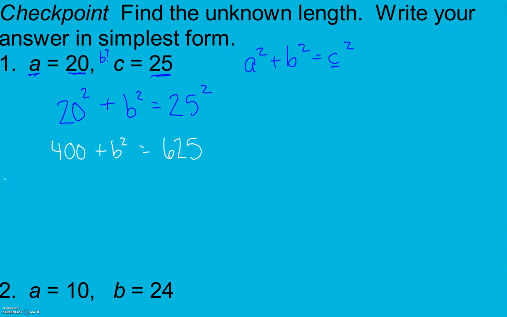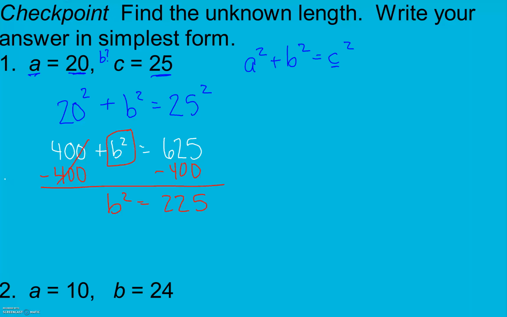Now, we've simplified our left side as simple as we can get it, and we've simplified our right side as simple as we can get it. We have to try to solve for b now. To get our b by itself, right now we're adding 400. I get rid of that 400 by subtracting it. Again, we're trying to get it so that there's nothing added on to b. 400 minus 400 is how I get to 0. So I just have b squared equals 225.